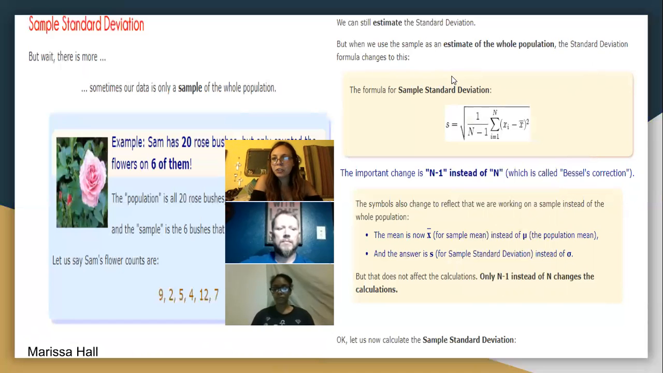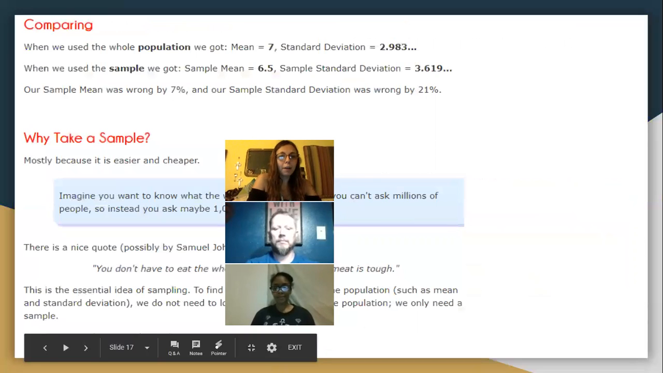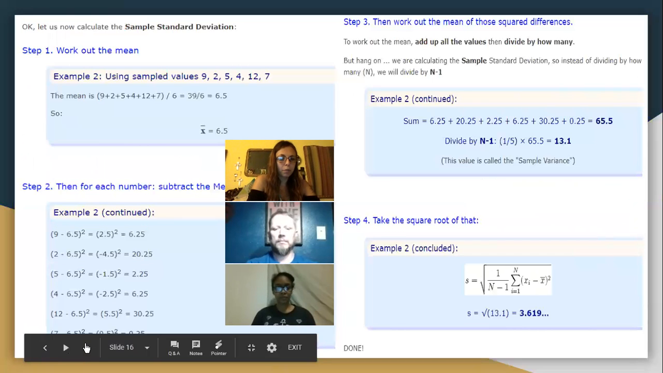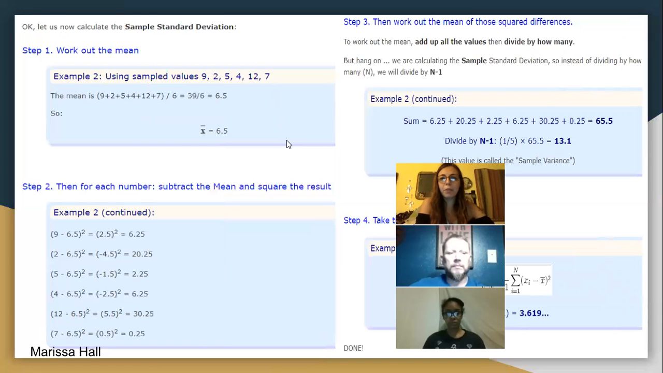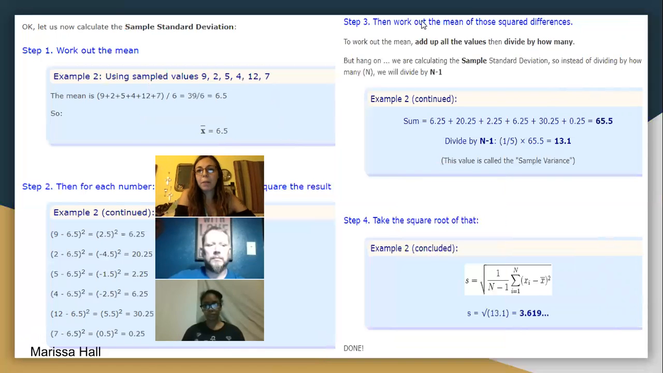This changes the formula slightly to this. All right. And then we'll do n minus 1 instead of n. Okay. The symbols also change to reflect that we are working on a sample instead of a whole population. Okay, so step 1, we work out the mean like we always do. Step 2, subtract the mean and square the result. Step 3, then work out the mean of those squared differences. And step 4, we take the square root of that, and we get, of course, 3.619.